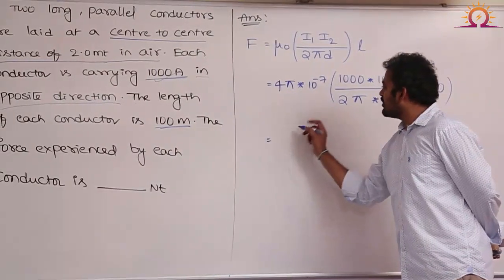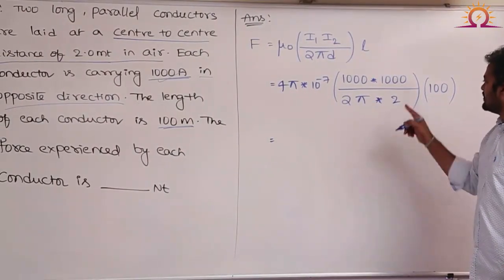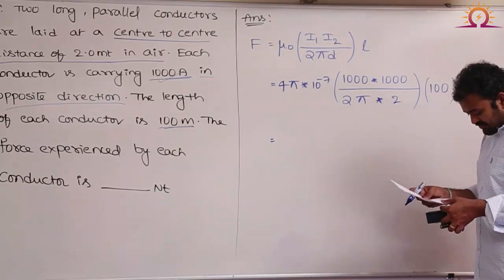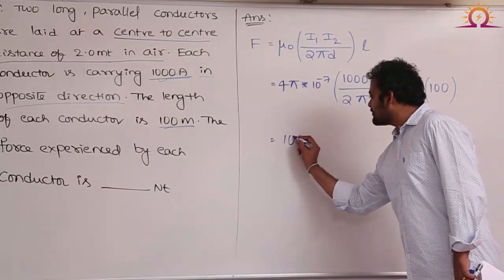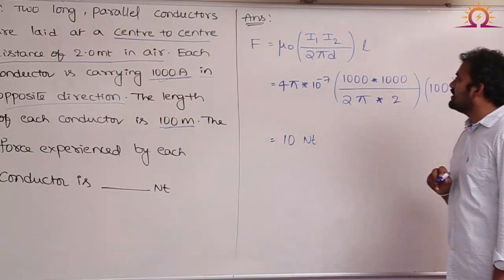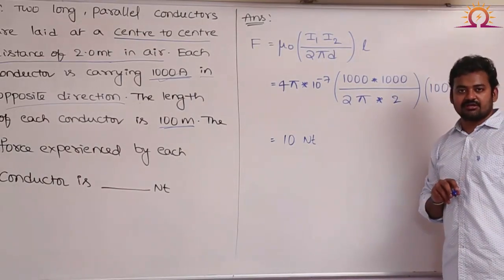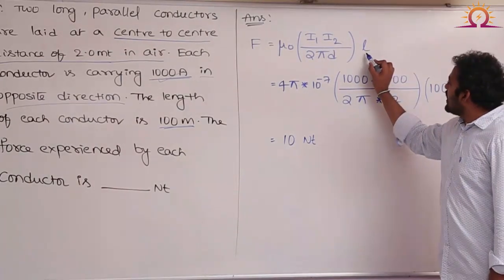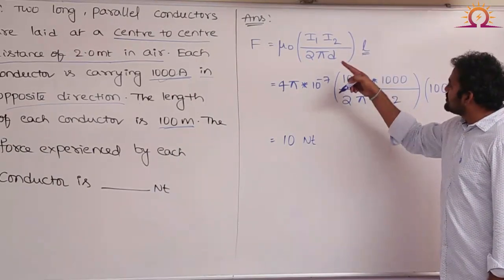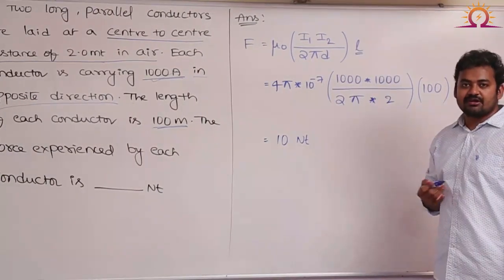Now if you solve this entire equation, let me show you the magnitude. It will be 10 newtons. That is the force experienced by each conductor. As the length of each conductor is the same, therefore they are experiencing same magnitude of force.